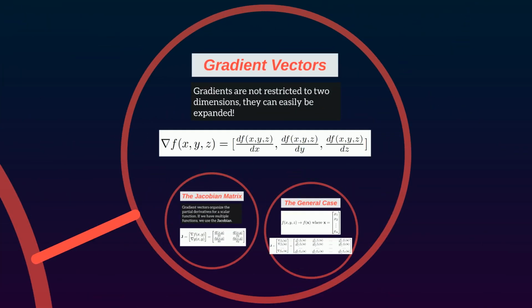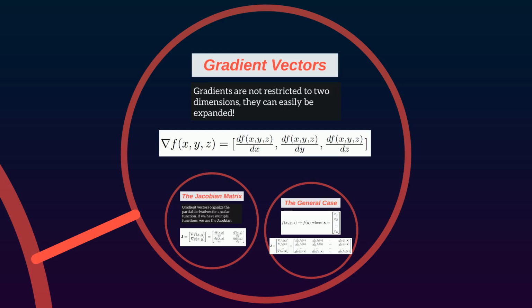So gradients are not restricted to 2 dimensions. We just looked at a 2-dimensional example. They can easily be expanded. And in fact, in the context of physics or math in general, you'd typically see the gradient with the partial with respect to z as well, because we're living in a 3-dimensional world, so we're going to have an x, y, and z component.